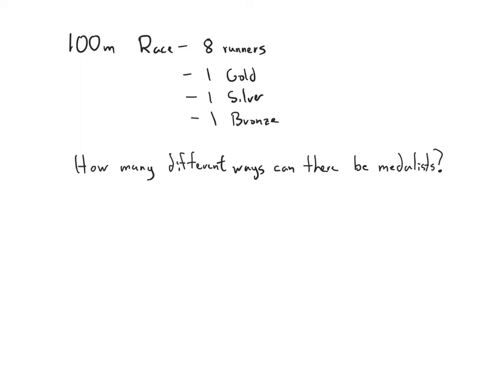Okay, so let's say that we have a 100-meter race. And in this 100-meter race, let's say it's the finals of the Olympics, there are 8 runners. And of course, there's 3 winners. There is the person who gets a gold, the person who gets silver, and the person who gets bronze. And all of the other people don't medal. So let's mark them in. So 5 people don't medal.